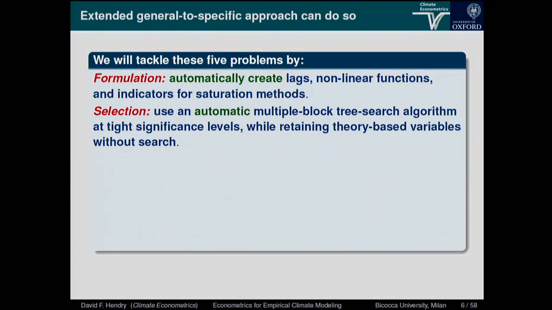So we'll tackle these 5 problems by formulation. Autometrics basically automatically creates the lags once you've asked for them. It can create the nonlinear functions and the indicators for the saturation methods. It automatically uses a multi-block tree search algorithm at tight significance levels or retaining the theory-based variables without search.